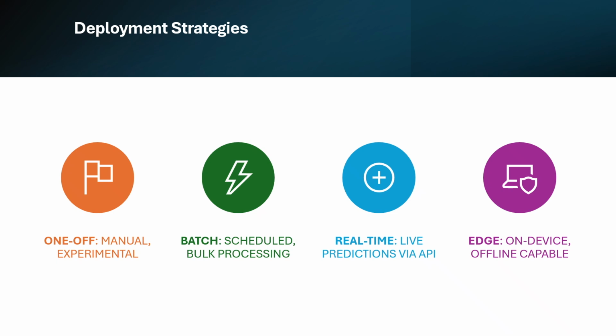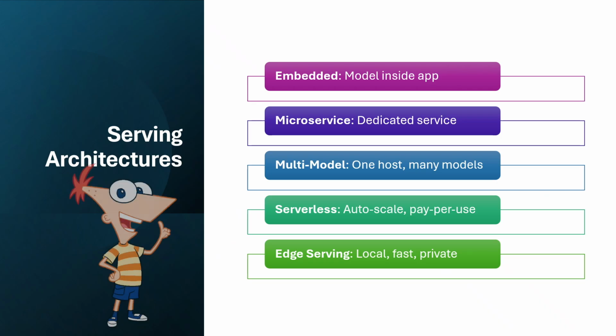And now that the model is deployed, let's talk about how it serves predictions. So, first up that I want to discuss is embedded serving. It is the simplest form. Your model is bundled right into your application. It's fast and easy, especially for mobile and desktop apps. But updating it means updating the whole app, not ideal for frequent changes.